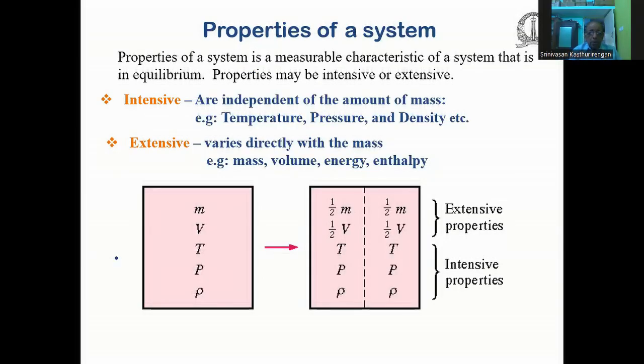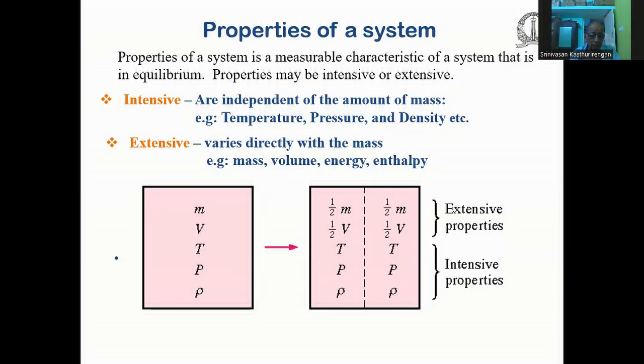Now we can define certain properties of the system. One of the properties is called the intensive property, another is called the extensive property. Intensive properties are those which are independent of the amount of mass, such as temperature, pressure, density, etc. Whereas an extensive property depends on the mass, such as the mass and volume.